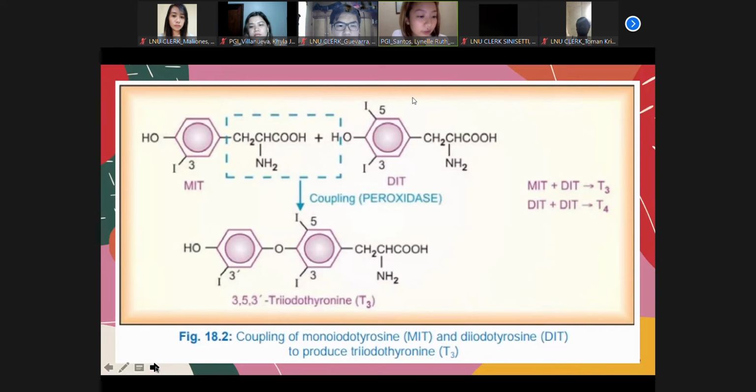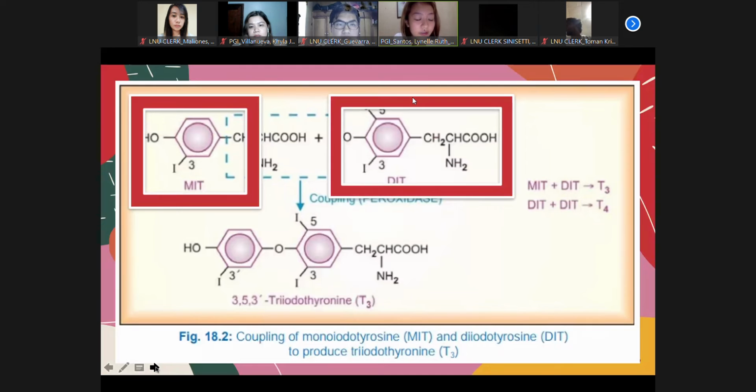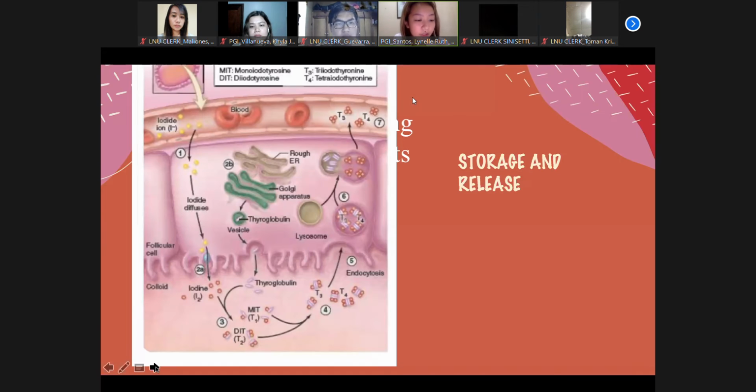So some tyrosine residues are bound by only 1 iodine atom, while some are bound by 2, yielding monoiodotyrosine or MIT and diiodotyrosine or DIT respectively. These molecules are linked together by thyroperoxidase. Linking 1 MIT and 1 DIT creates T3, while linking 2 DITs creates T4, and both T3 and T4 remain bound to thyroglobulin. When the follicular cells are ready to secrete T3 and T4, they endocytose thyroglobulin into a vesicle, which then fuses with the lysosome. Here, thyroglobulin is cleaved by proteases, and T3 and T4 are released into the bloodstream.